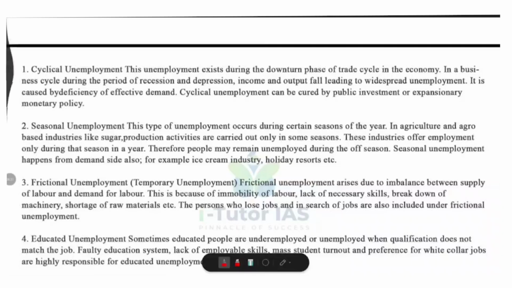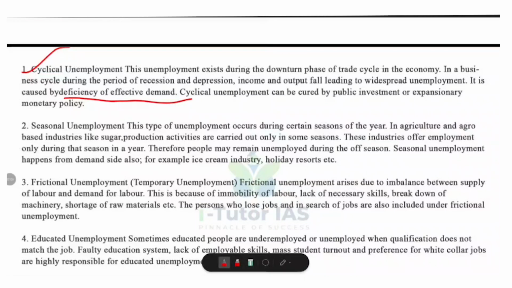First one, cyclical unemployment. What does that mean? This type of unemployment happens when the economy slows down during recession or depression. In simple words, when people buy less, businesses produce less, and as a result, many lose their jobs. It happens because of low demand in the economy, also called deficiency of effective demand.